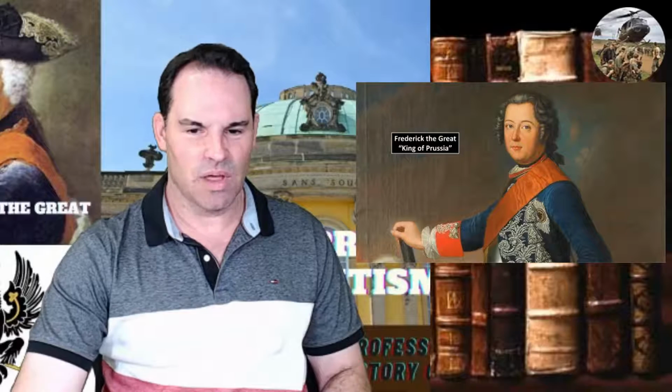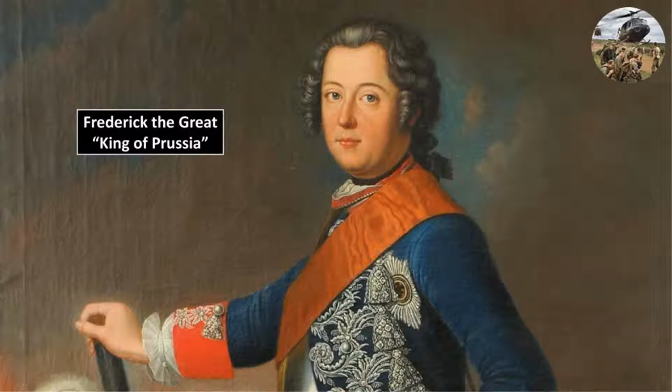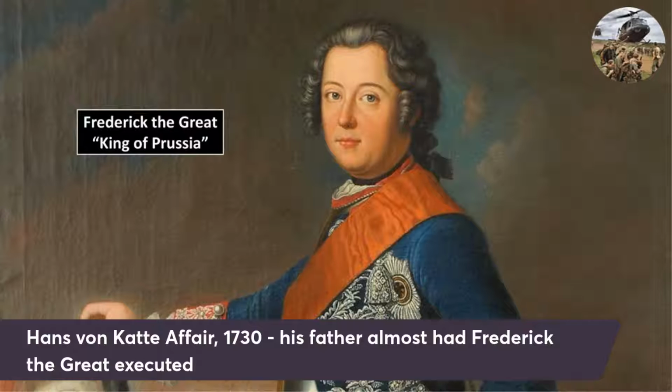Let's talk more about Frederick the Great. There was this incident that happened under his father that's well known, which is called the Von Katt Affair, which happened in 1730. Apparently he had a relationship with a young lieutenant in the Prussian military. There's rumors that they were lovers, because some people think Frederick the Great was gay, which is still debated. They're not sure if that's true or not.